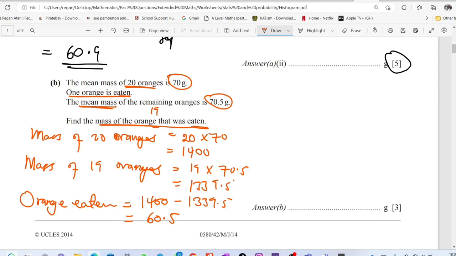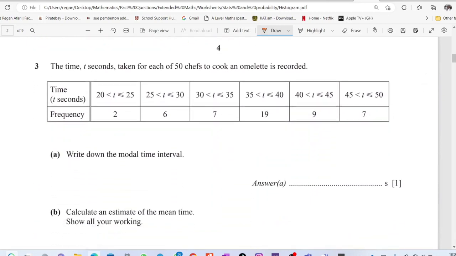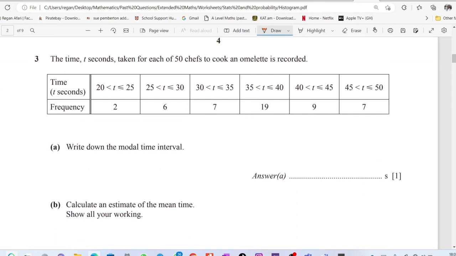1400 minus my answer is 60.5. Yeah. So this is how we solve a question like this. Okay. All right. Then comes our next question. This is great because you have the table. I mean, we can breathe here.